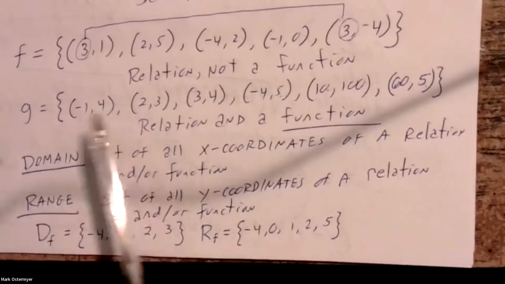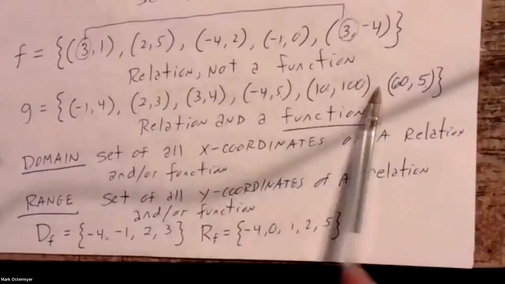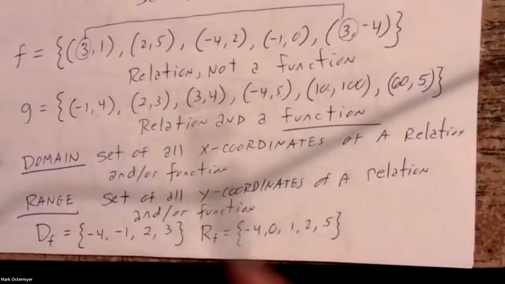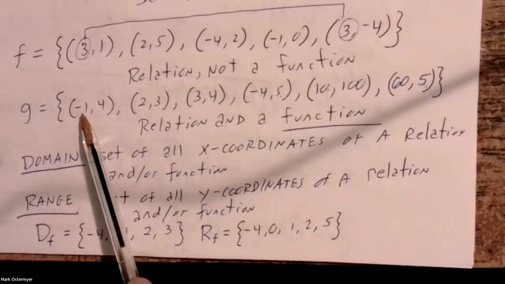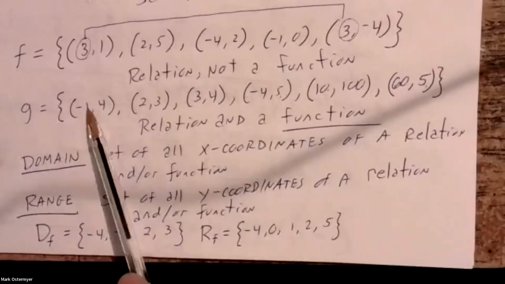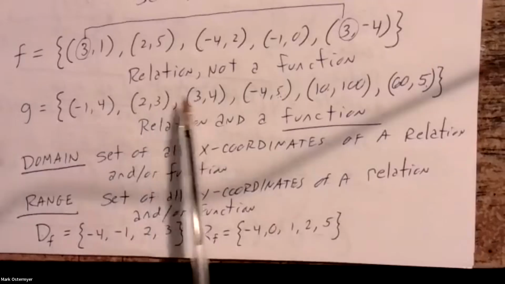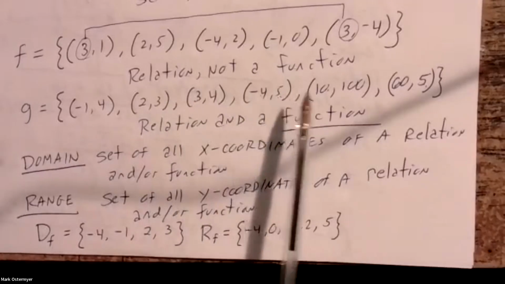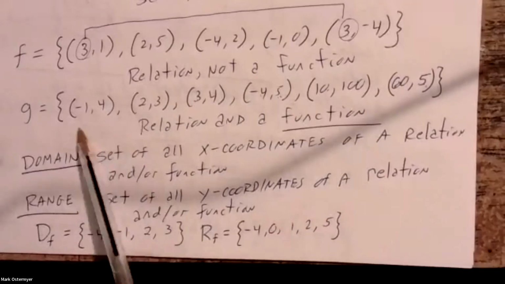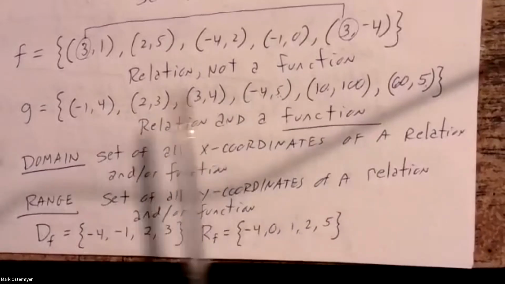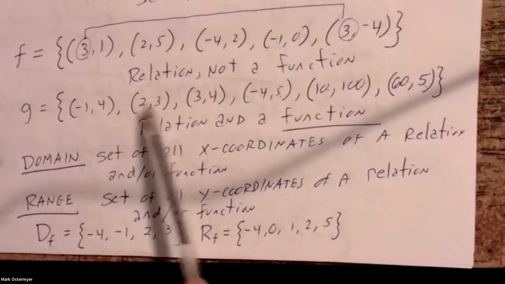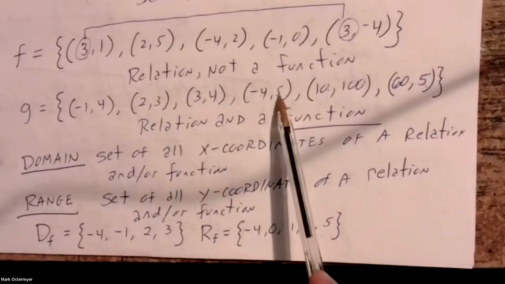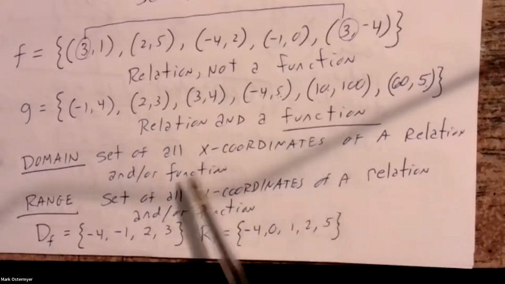All right. What would be the domain of this function g? It would be the set consisting of all the x coordinates: -4, -1, 2, 3, 10, and 60. The range would be the set consisting of all y coordinates: 3, 4, 5, and 100.